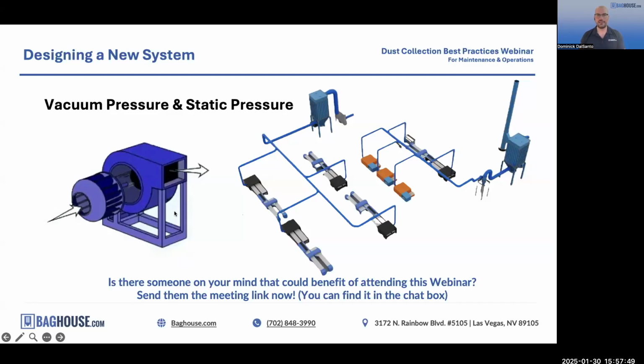So all of those things together becomes the static pressure or the resistance, and it's measured in the same thing as the differential pressure in the baghouse, inches of water. And in fact, the differential pressure in the baghouse is just the measurement of the static pressure the baghouse creates, or the resistance it creates, in real time.